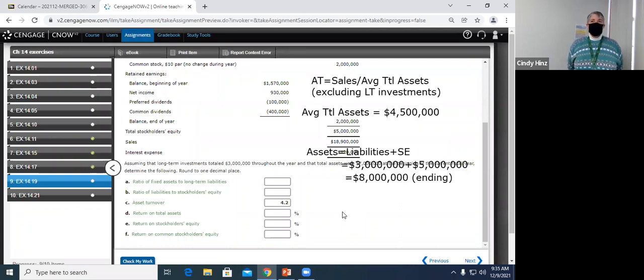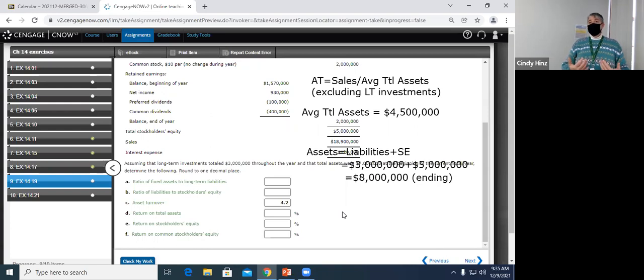For every dollar we have in assets, that's helping us to generate revenue. The reason we exclude those long-term investments is by definition, those investments are not being used in the day-to-day operations. So of the assets we are using in the day-to-day operations, we're generating about $4.20 in sales for every dollar in productive assets. That's how we would read that asset turnover.